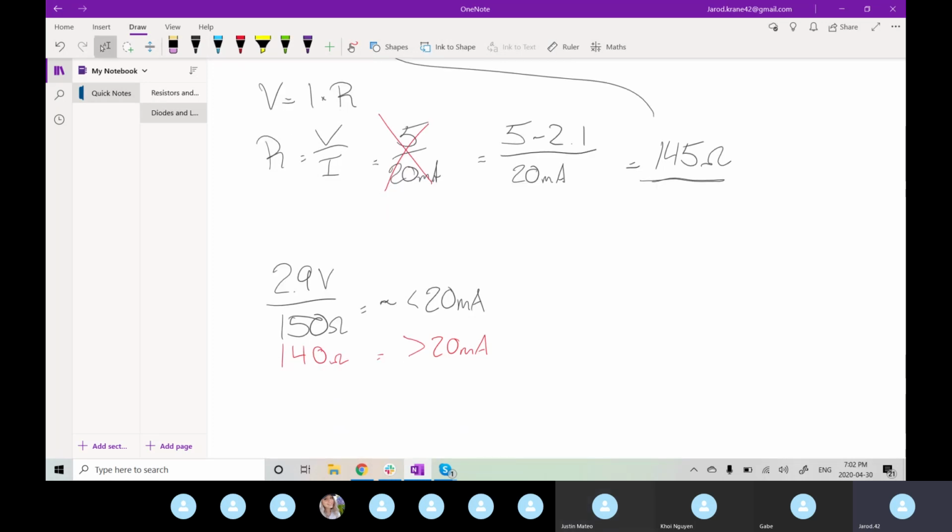And then you can go up from there. So if you don't want to be at the absolute edge because maybe you don't have a pure 5 volts, maybe it fluctuates, maybe it's 5.5 volts, that would be enough to tip it beyond what it wants to. So you could do a safety factor, maybe make it 160 ohm.